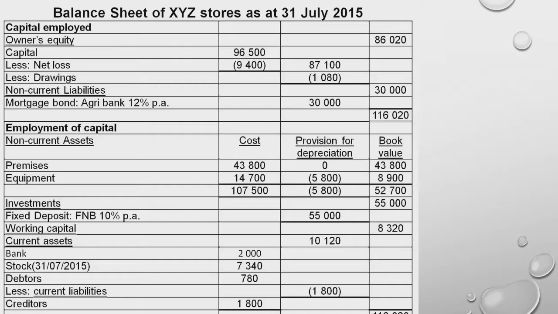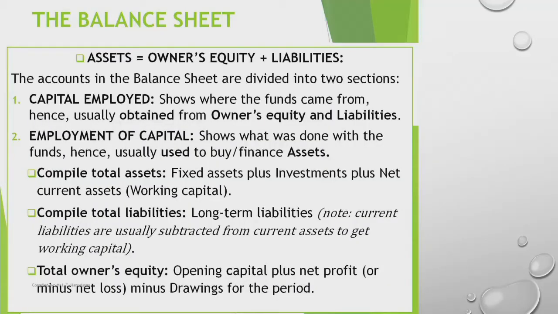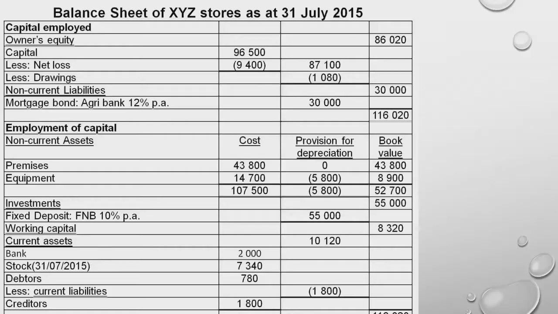16,020 Namibian dollars. We come to improvement of capital, where we are going to record... what did I say about capital? Improvement of capital shows what was done with the fund. This fund that was generated in the business, what was it used for? It was used for acquiring assets. Can you see? Non-current assets.